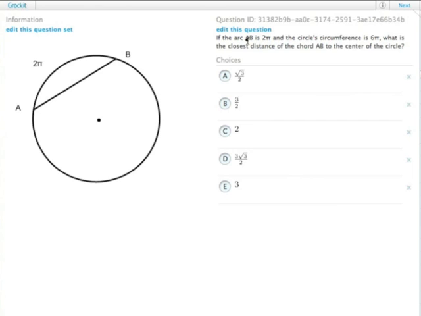So the arc length AB is 2 pi and the circle circumference is 6 pi. The closest distance from the chord AB to the center of the circle is going to be basically a line right from here, like that.